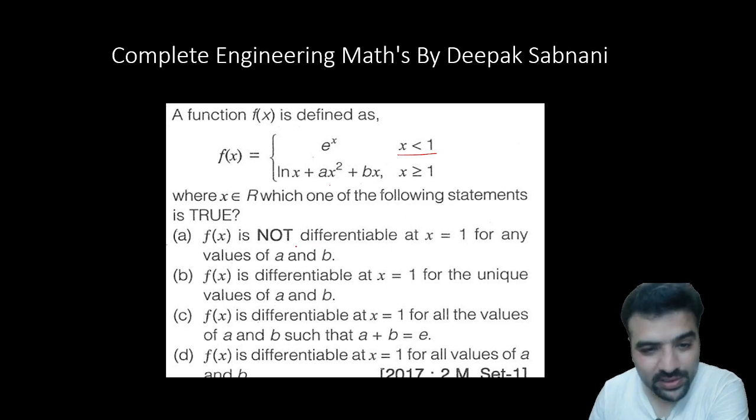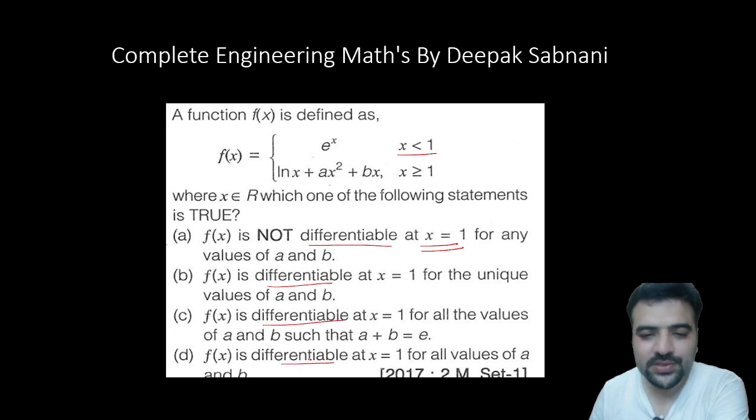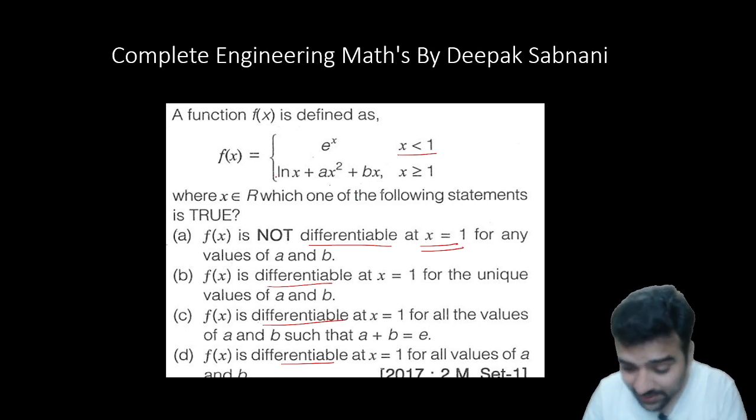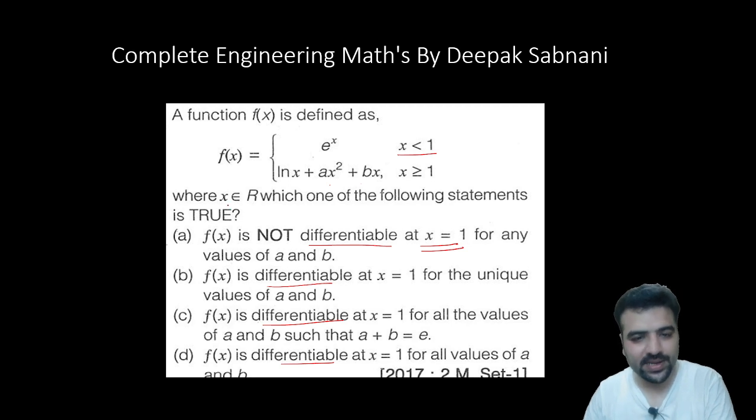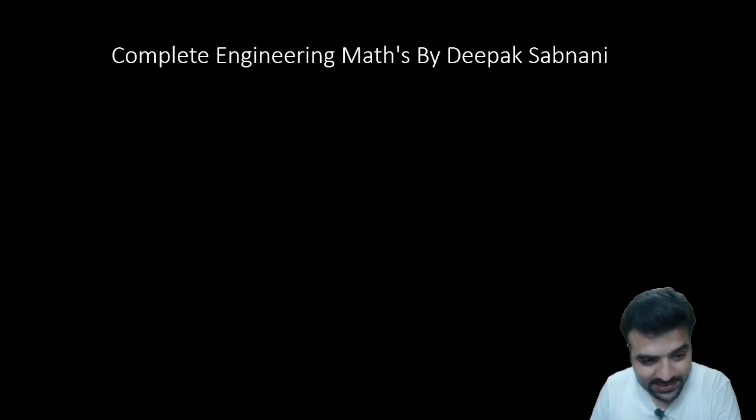So he is asking you about differentiability or continuity at x equal to 1. He is asking whether it is differentiable at x equal to 1 or not, and for what values of a and b it is differentiable. Now, in the last video I have already covered the relation between continuity and differentiability. I told that if a function is differentiable, then it has to be continuous.